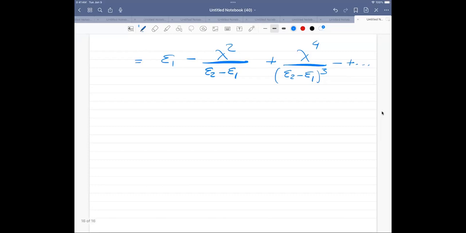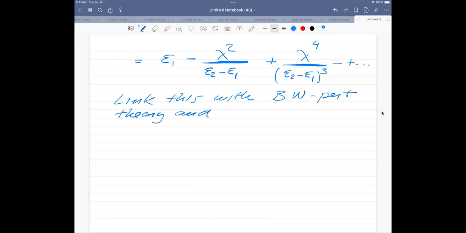So what we want to do is to link this with Brillouin-Wigner perturbation theory, BW perturbation theory, and Rayleigh-Schrödinger perturbation theory.